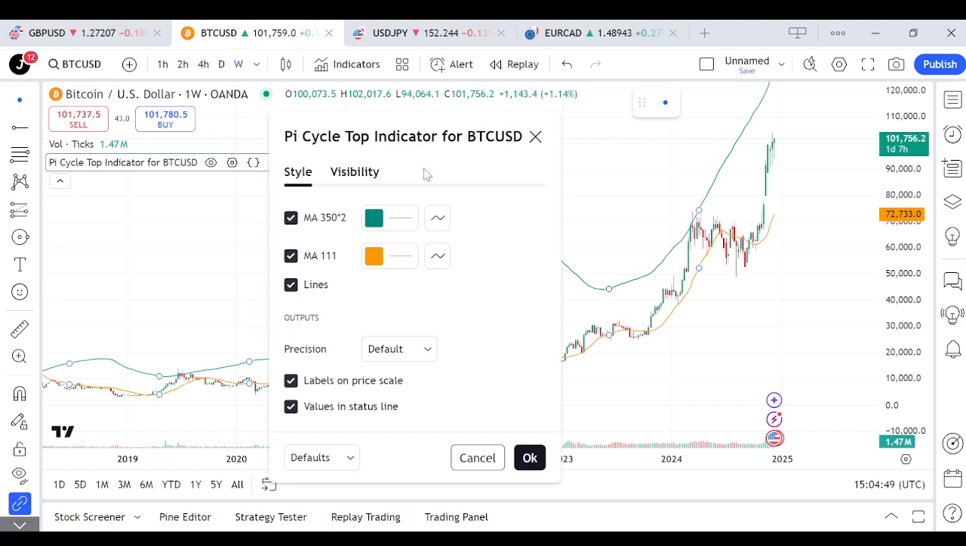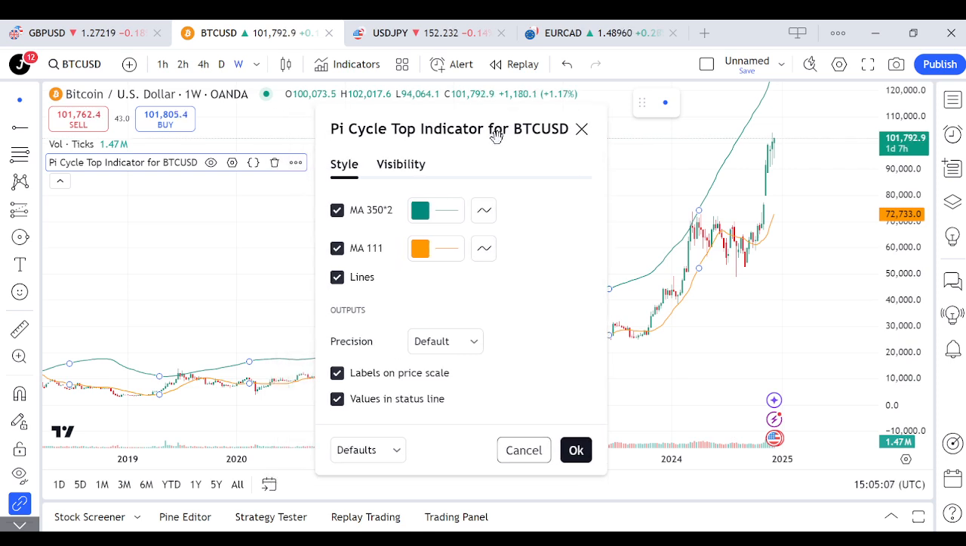And the indicator's premise is straightforward. When the shorter term 111-day moving average crosses above the longer term 350-day moving average multiplied by 2, it signals a potential market top, and we should be looking for a reversal in Bitcoin's price.